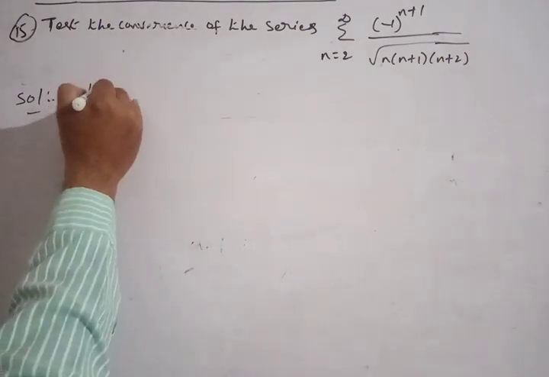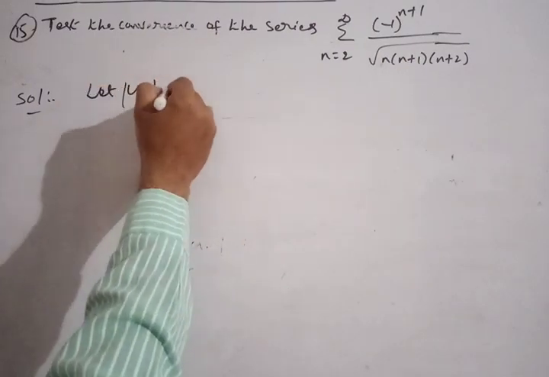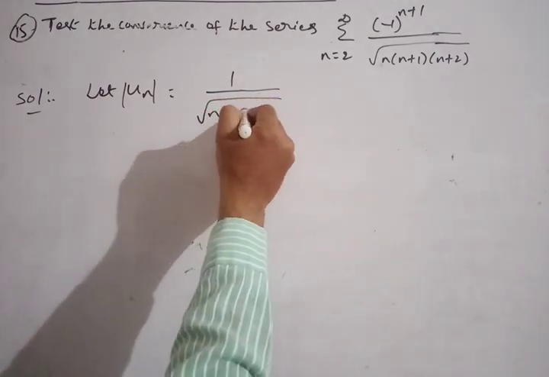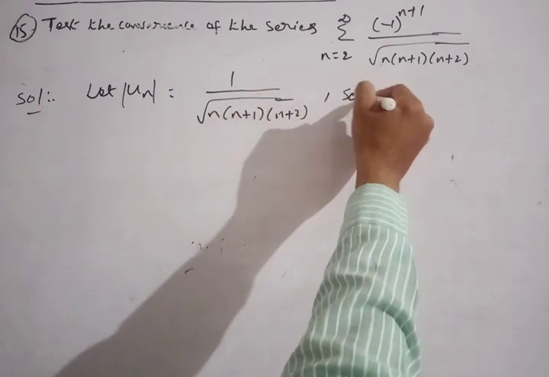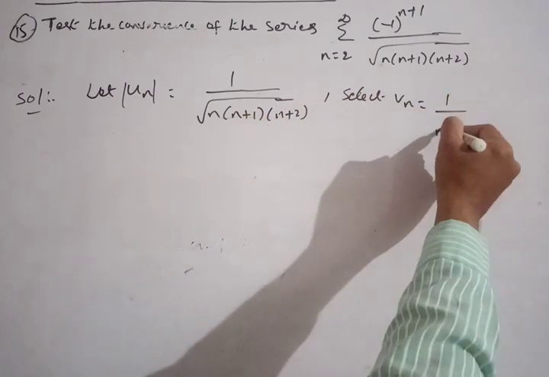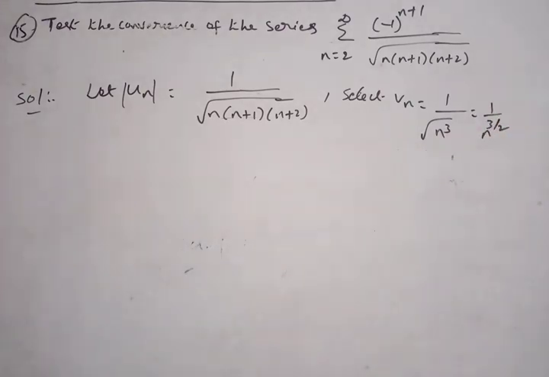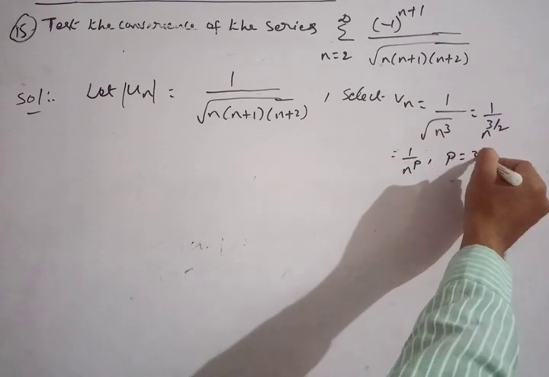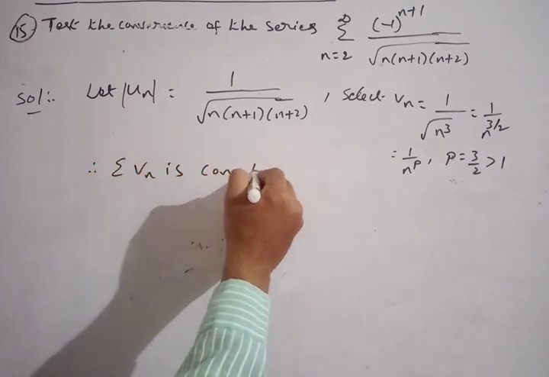First let this be u_n, so I am taking mod u_n directly. When I take mod, this term will go off. So mod u_n is 1 by root of n into n plus 1 into n plus 2. Correct? Now this is comparison test. Select v_n as 1 by root n cube, which is 1 by n^(3/2). This is in the form of 1 by n^p, so p equals 3 by 2, which is greater than 1. Therefore sigma v_n is convergent by p test.